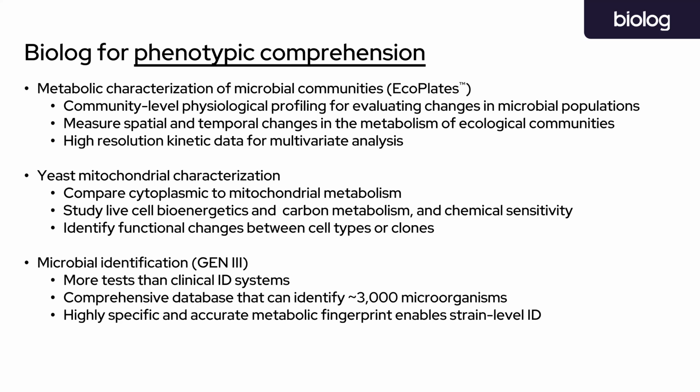And lastly, using phenotypic profiling to generate metabolic fingerprints for identification. Using our Gen 3 microplates that contain 95 different substrates and our respiration redox reporter dye, each organism will develop a unique metabolic fingerprint on each microplate. But because we have the incorporation of 90 different tests, we have a greater resolving power, which allows us to accurately identify over 3,000 aerobic organisms, and some even down to the strain level.